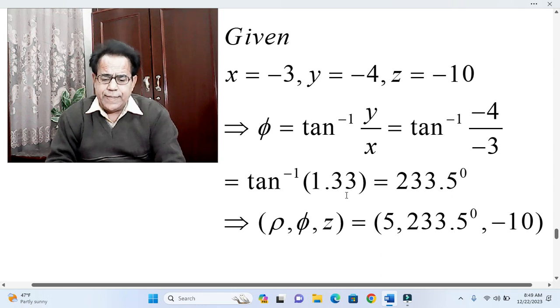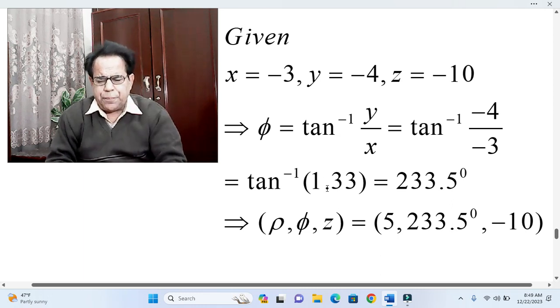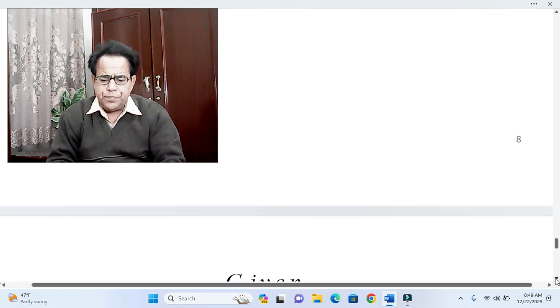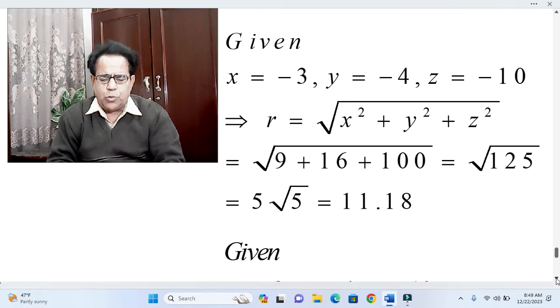Okay, when we see this value 1.33, its value is about 53 degree, but we have to add 180 degree to this 53 degree, so it has finally become 233.5, because both are minus, so this situation falls in the third quadrant where x and y coordinates are both negative. Hence this answer. Next, given x, y, z, r is equal to 11.18.